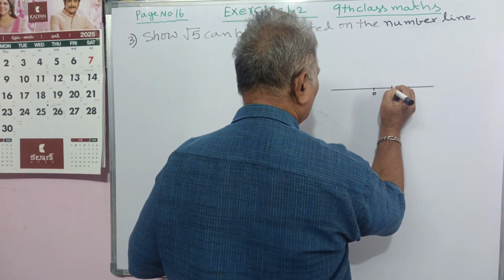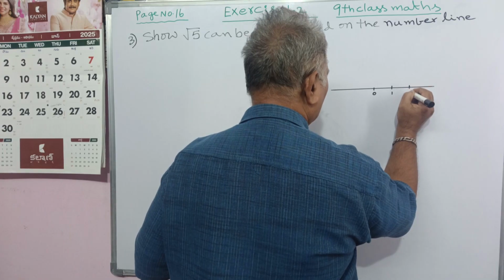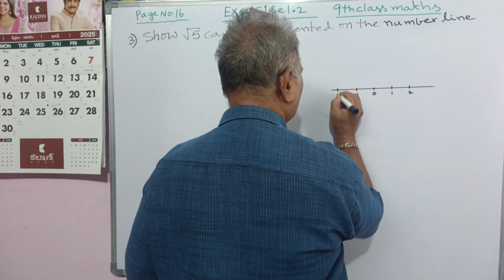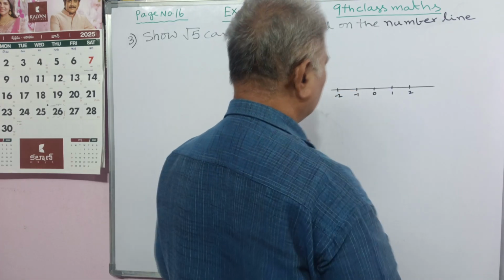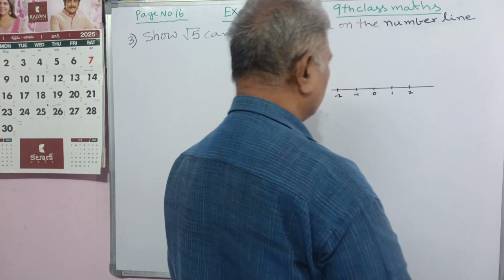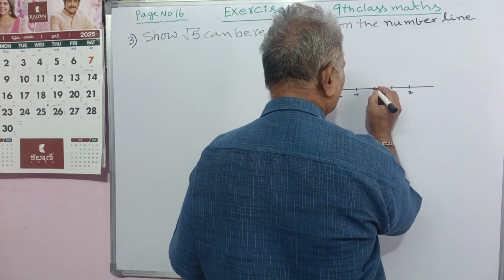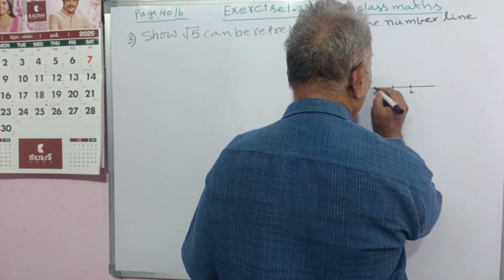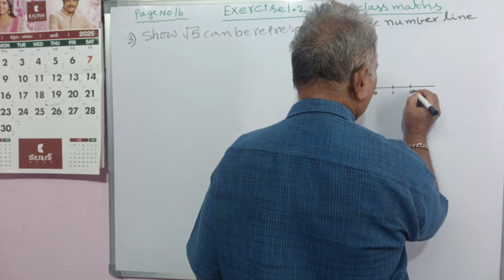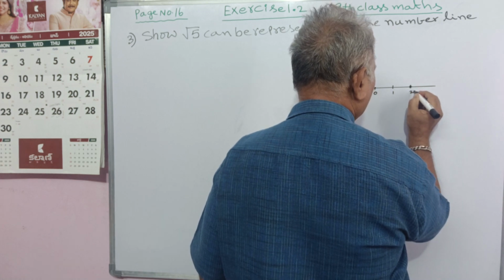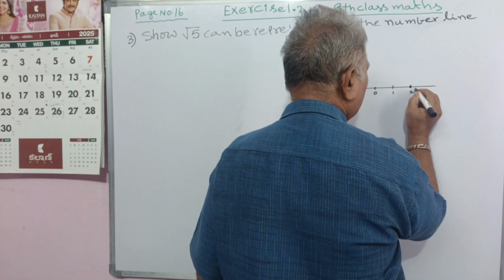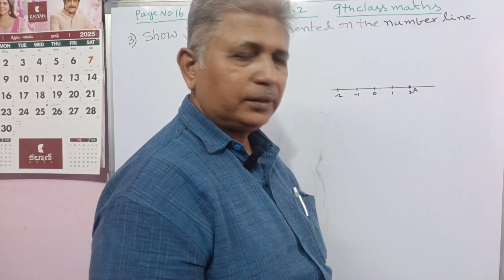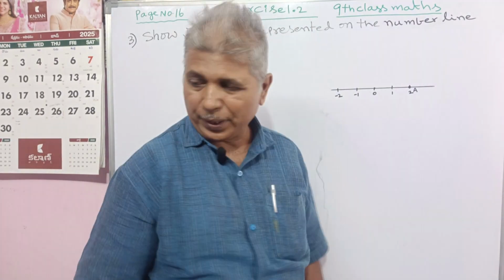0, 1, 2, -1, -2. Take 2 units on the number line and point it as A. And draw a perpendicular line.